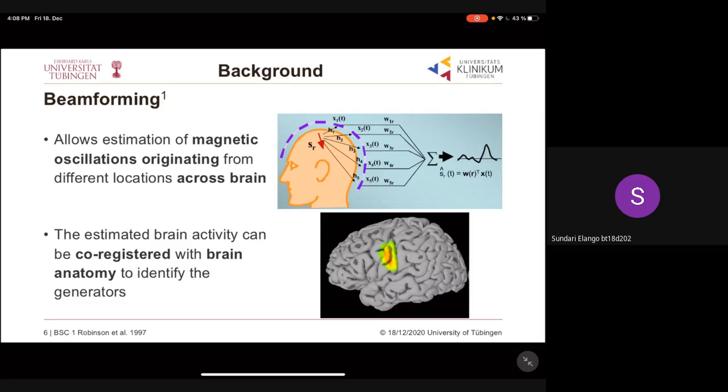Now we use the beamforming technique, which is basically estimating the inverse solution of what is picked up from the sensors to help us estimate where the activity is coming from. And then we can also co-register it with an MRI scan to have a more anatomically precise location in the brain where the signal is originating from.